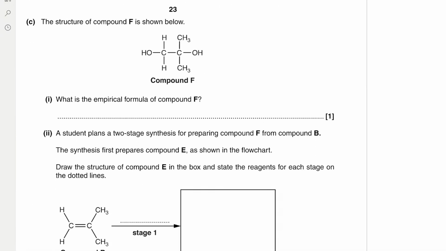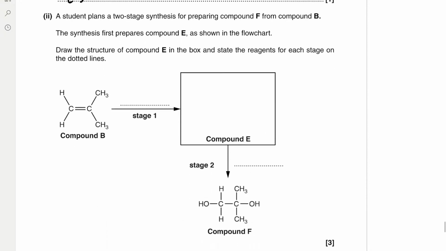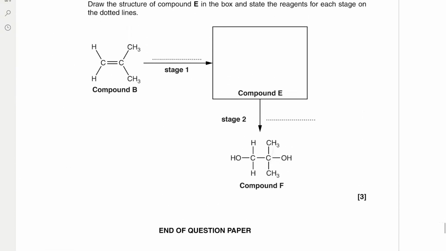Part C. What is the empirical formula of compound F? So let's see what the molecular formula is. So we've got 1, 2, 3, 4 carbons, so that's C4. Then we've got 1, 2, 3, 4, 5, 6, 7, 8, 9, 10 hydrogens and 2 oxygens. So how can we make that simple? Well, you obviously just divide by 2, so that's C2H5O. It's because the empirical formula, as we know from GCSE, is the simplest whole number ratio of atoms in a compound. We're almost at the end now.